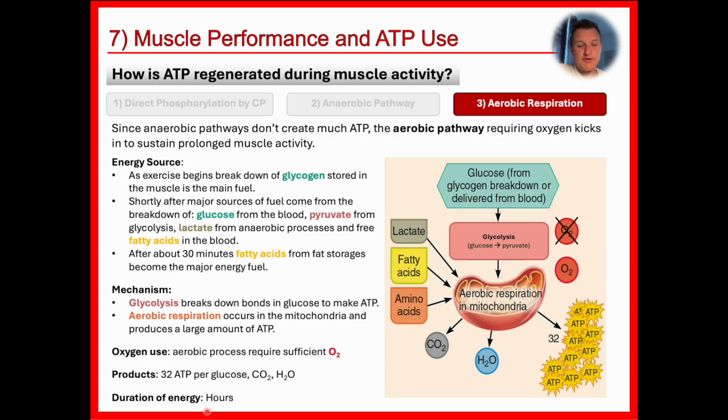So the duration of this is actually hours. This can allow you to contract your muscle for hours, right? This is a reason why we need to breathe. We need oxygen for this process over here, right? Our cells need oxygen to do this and make ATP.